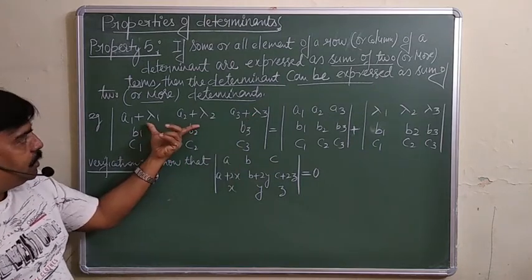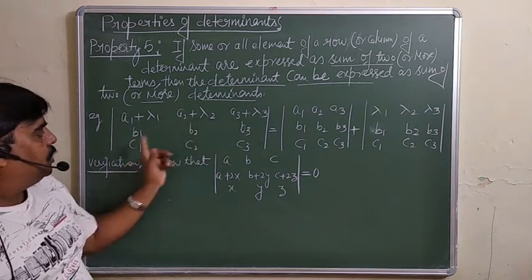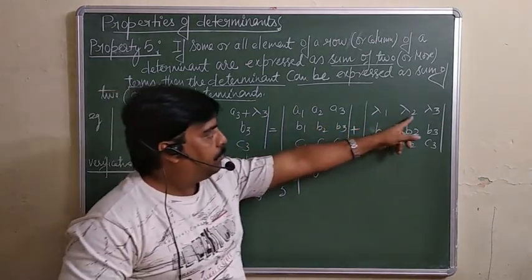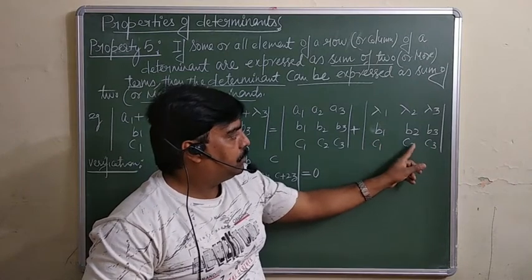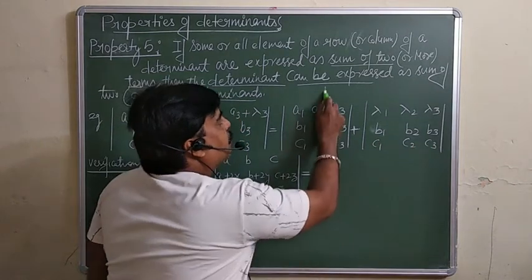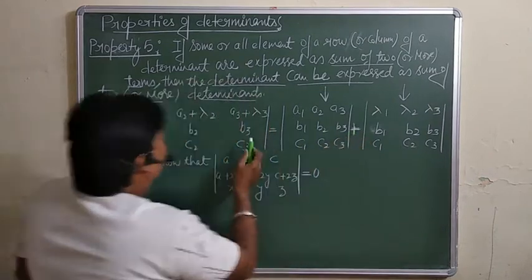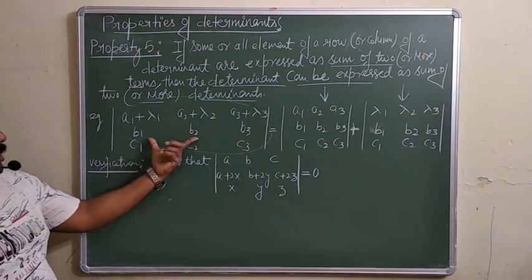So you can express this as the sum of the determinant a1, a2, a3, b1, b2, b3, c1, c2, c3 plus the determinant lambda 1, lambda 2, lambda 3, b1, b2, b3, c1, c2, c3. So if we calculate the determinant of this one and this one separately and add them, it will be equal to the determinant of the original one.